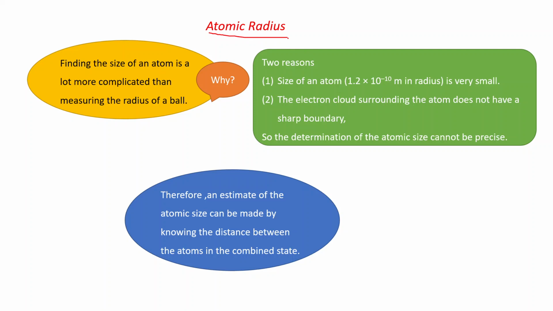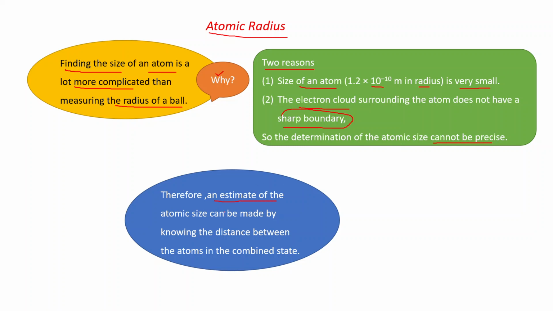Actually, atomic size is expressed in terms of atomic radius, or we can say atomic radius also represents the atomic size. Finding the size of an atom is a lot more complicated than measuring the size or radius of a ball. Why? There are two reasons. The radius of an atom is very small, generally in the range of 10 to the power minus 10 meter. Second, the electron cloud surrounding the atom does not have a sharp boundary, so the determination of atomic size cannot be precise.